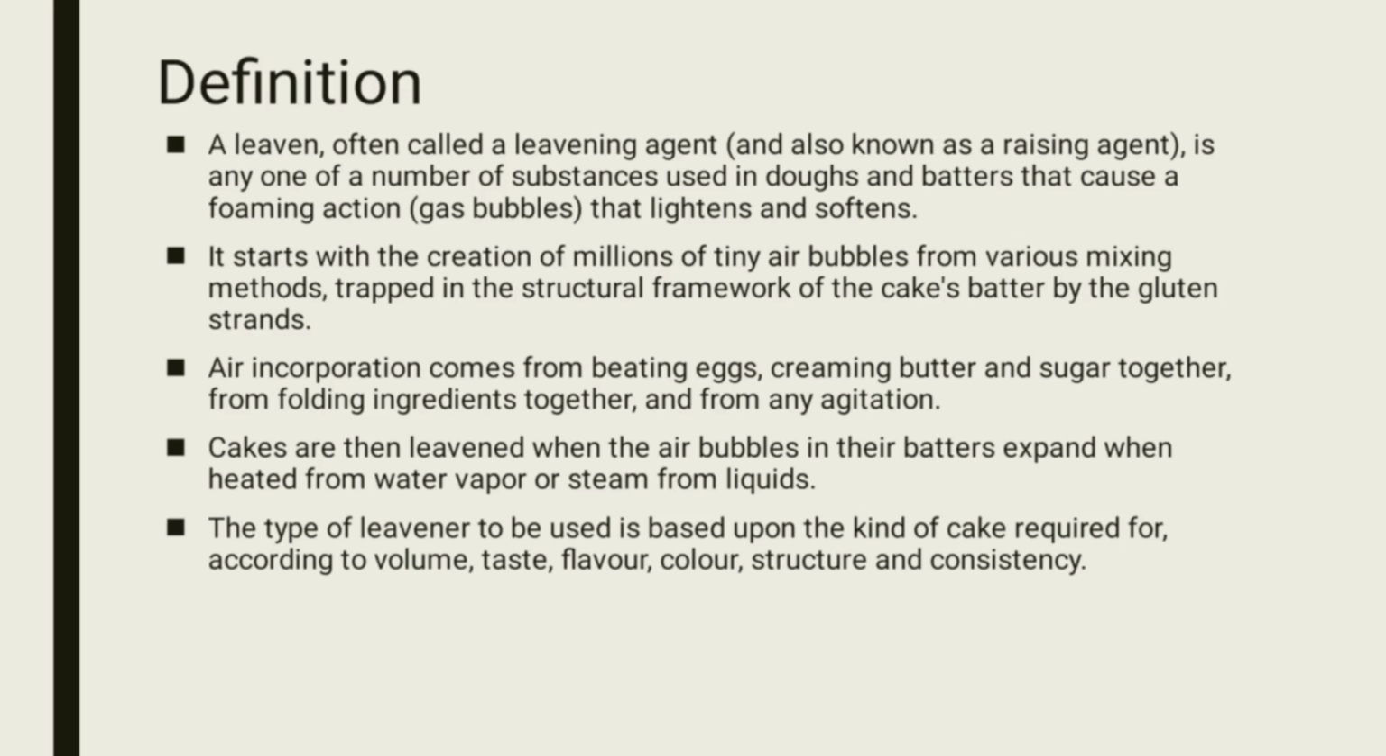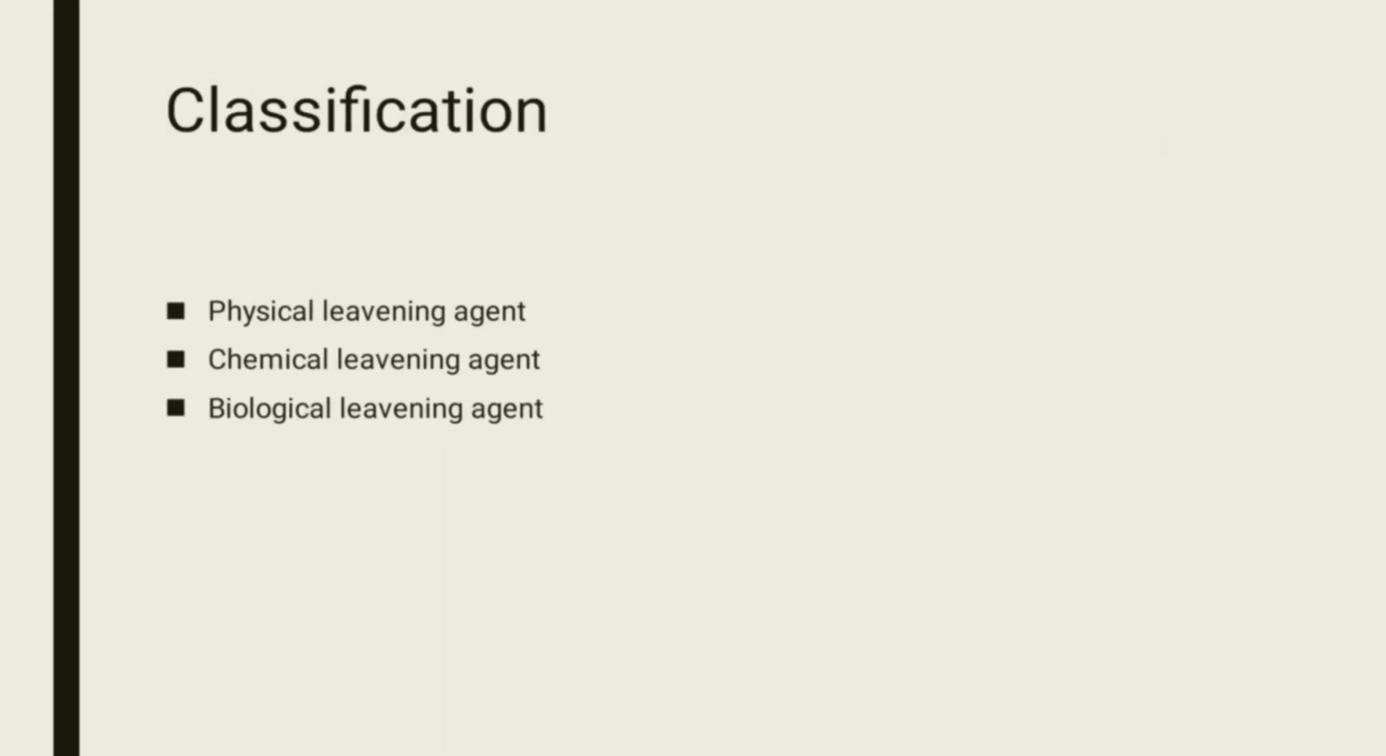Cakes are then leavened when the air bubbles in their batters expand when heated, from water vapor or steam from liquids. The type of leavener to be used is based upon the kind of cake required, according to volume, taste, flavor, color, structure, and consistency. There are three types of leavening agent used in baking. The first one is physical leavening agent, the second one is chemical leavening agent, and the third one is biological leavening agent.